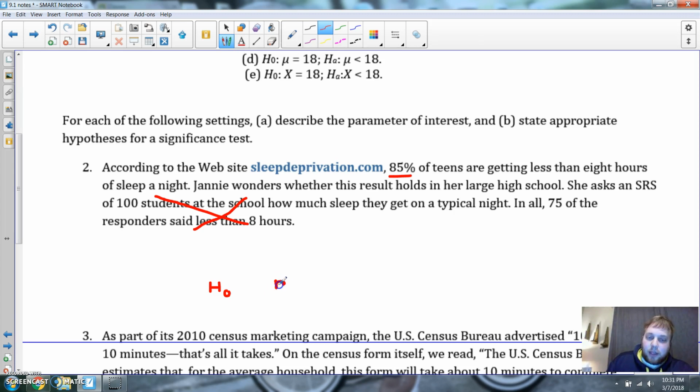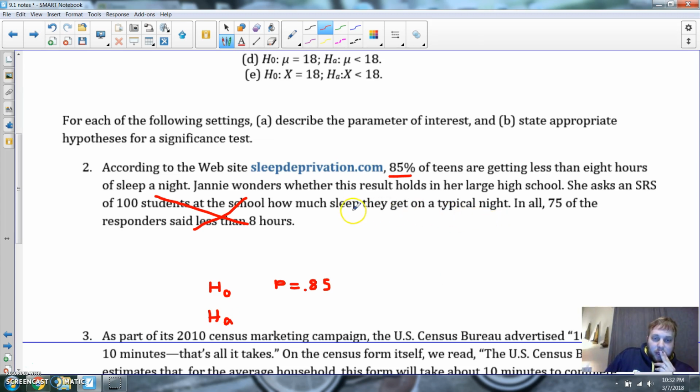85%, so what I'm going to do is say, is my proportion equal to 85? I'm going to assume it's the same. I'm going to go 0.85 if you guys are okay with that. I'm going to assume it's the same as the rest of the US, maybe world, I'm not sure what 85% just says of teens. And then my alternate, what is she actually wondering about? Just that it's different or that it's more or less?